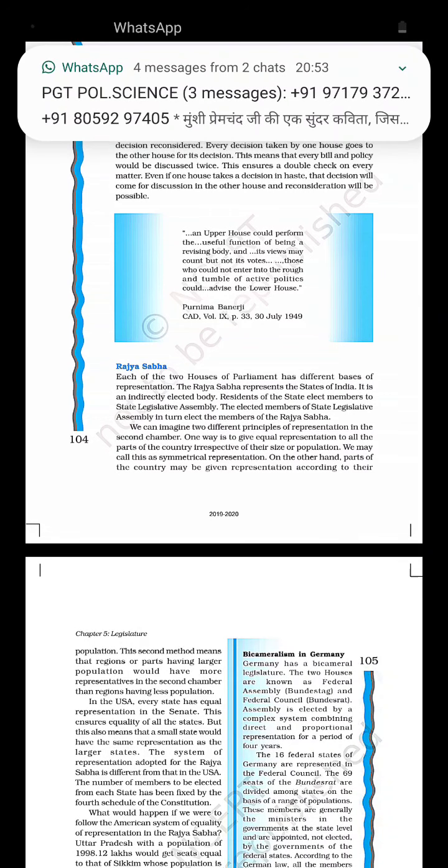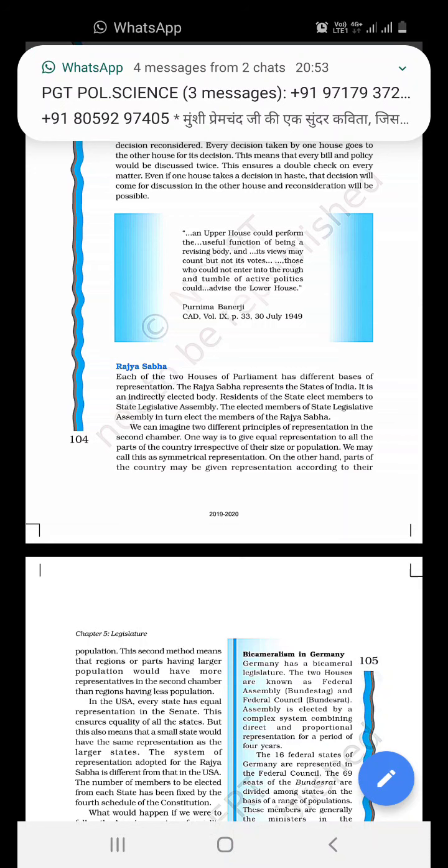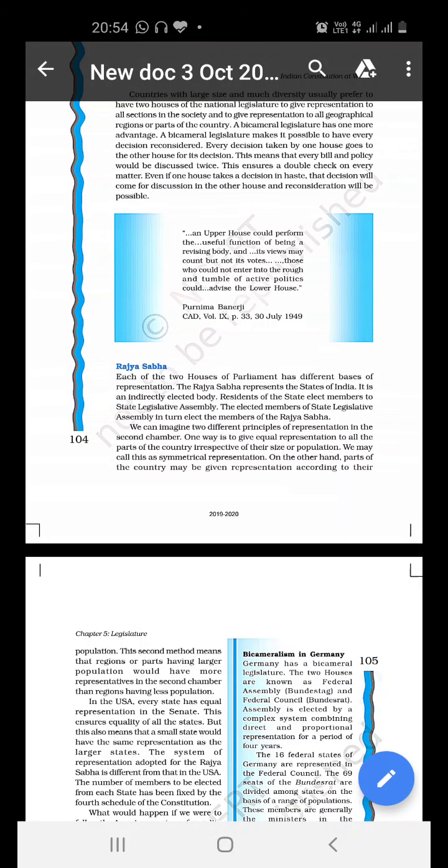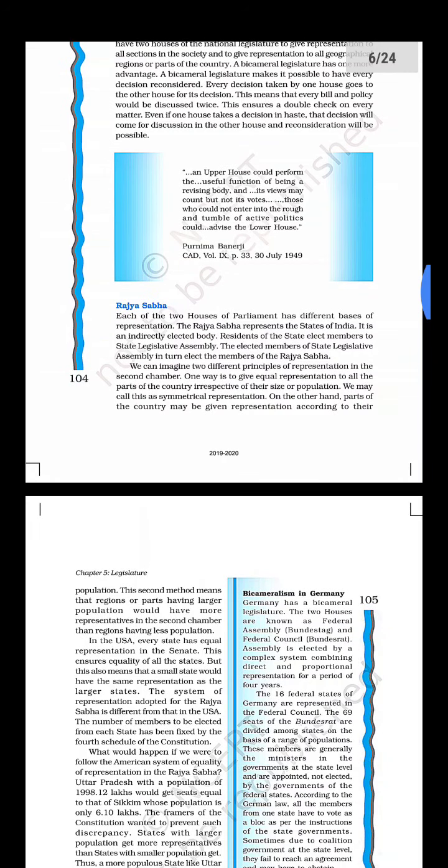But now we are doing it in the NCERT book also. Okay, first of all, Rajya Sabha. Each of the two houses of parliament has a different basis of representation. Okay, and the Rajya Sabha represents the states of India.